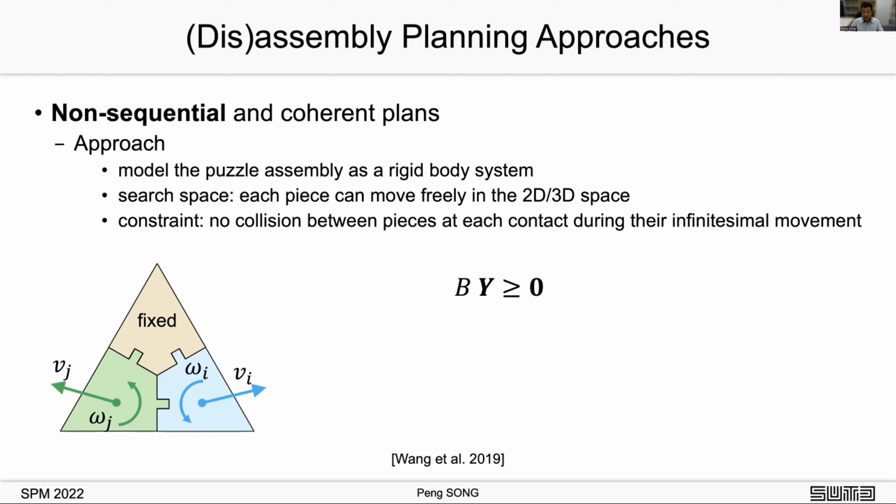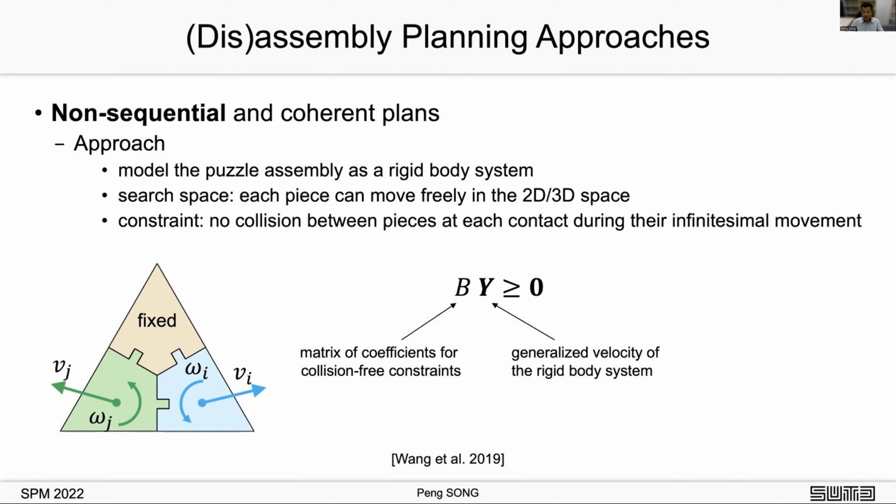By stacking all the non-collision constraints for every planar contact between the parts, we obtain a system of linear inequalities, By larger than or equal to 0, where y is the generalized velocity of the rigid body system. B is the matrix of coefficients for collision-free constraints. By using this method, we can find this collision-free motion to take out the green and cyan parts. See the green and blue arrows.